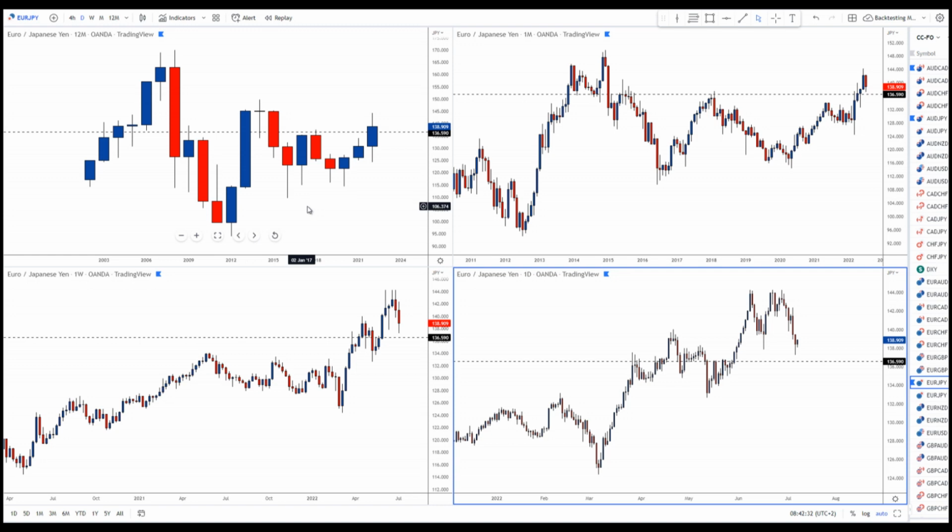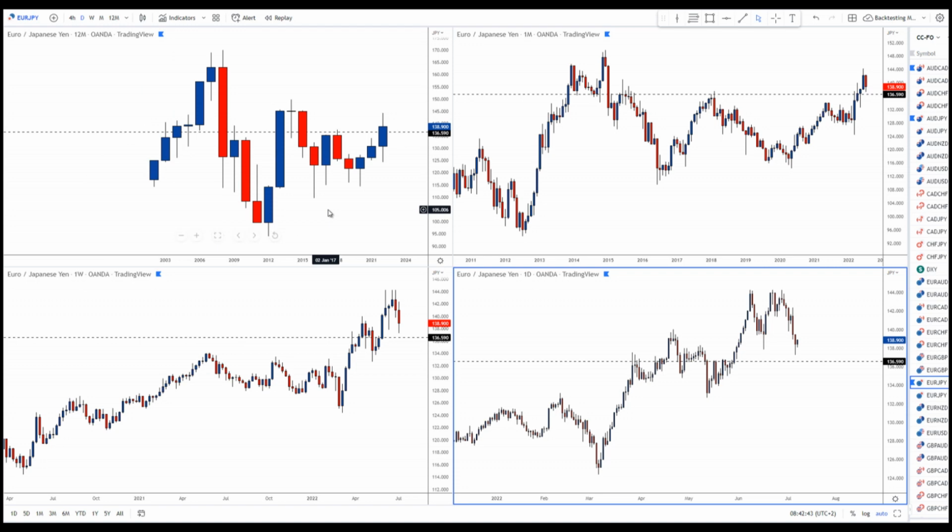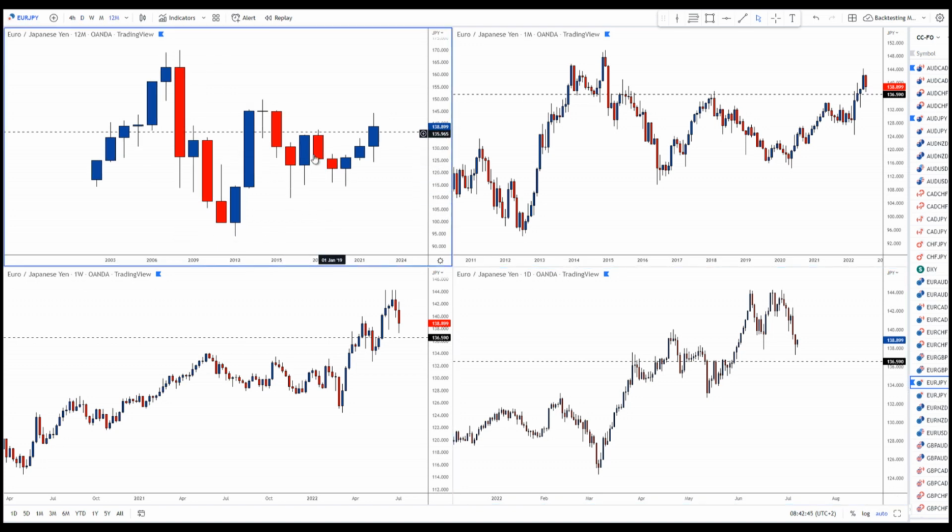Let's see. I have a pending order in the market that I want to share with you, and I want to give you my thinking process behind that pending order, and we take it from there. We always start with the yearly chart. The yearly chart is only for the bigger picture.